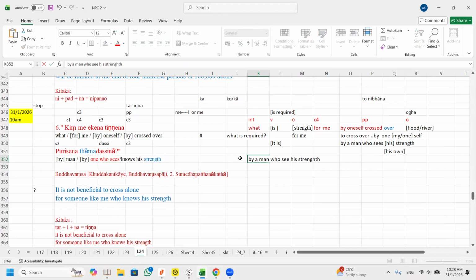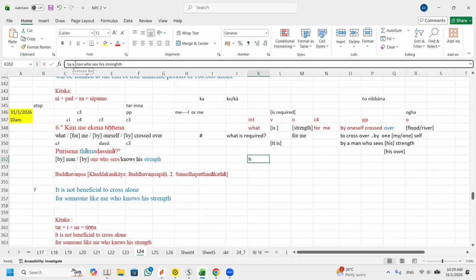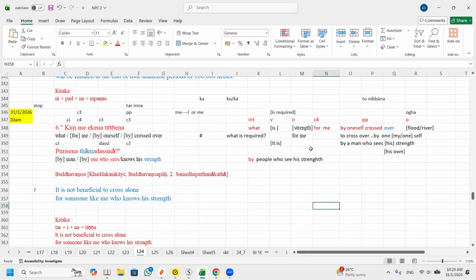In English, we use by one time. So when we put it into a phrase, by a man who sees his strength, we don't have to put by all the way, because dasina is by. So that means by oneself to cross over the flood. Any person, whether by a man, purisa is people, they change it to people, which applies to every gender. But the word is man. So by people who see their strength. So this translation is like that.